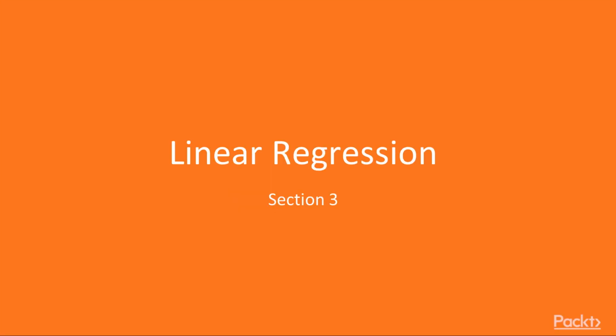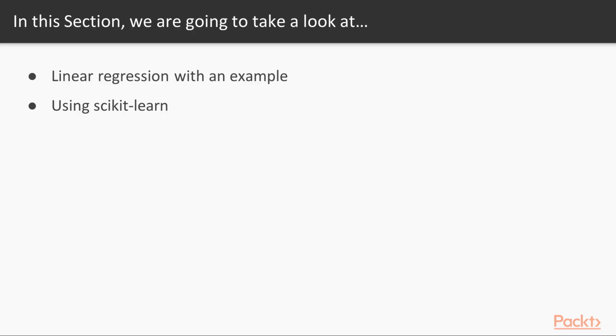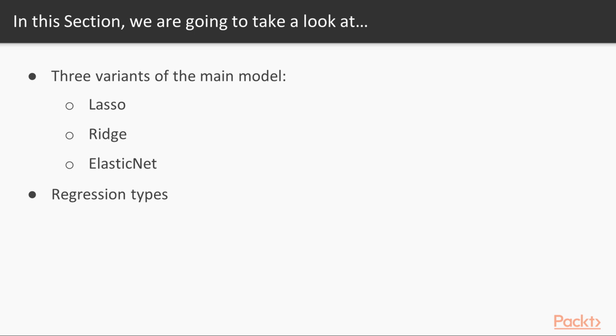Hey, welcome to the third section of the course, Linear Regression. In this section, we'll begin by introducing linear regression with an example. Next, we'll use Scikit-learn. Post that, we'll learn about the three variants of the main model: lasso, ridge, and elastic net. At the end, we'll learn about the regression types.